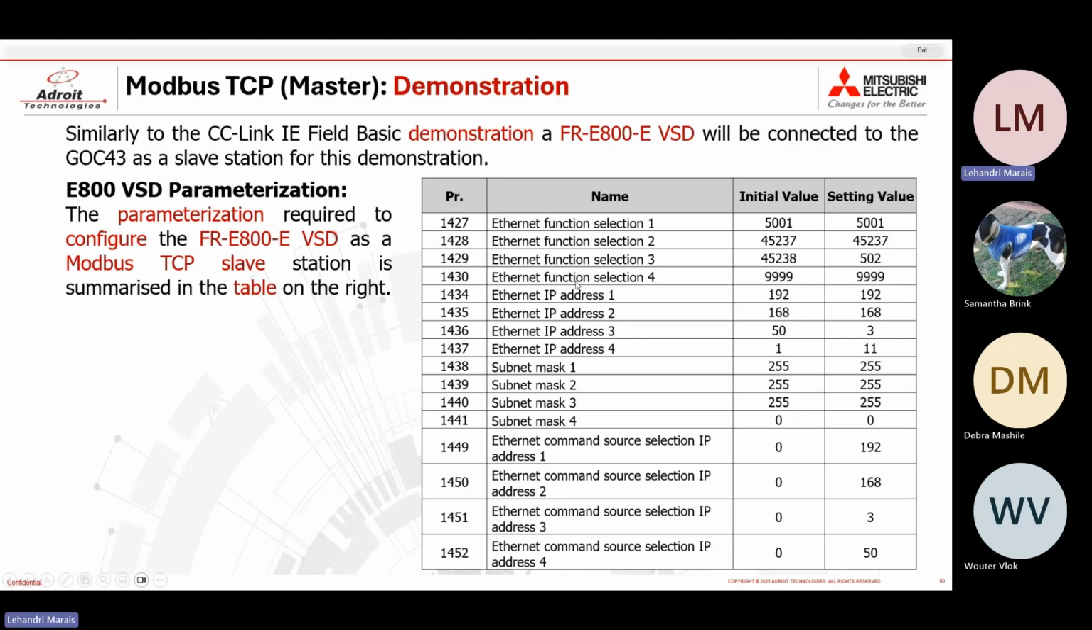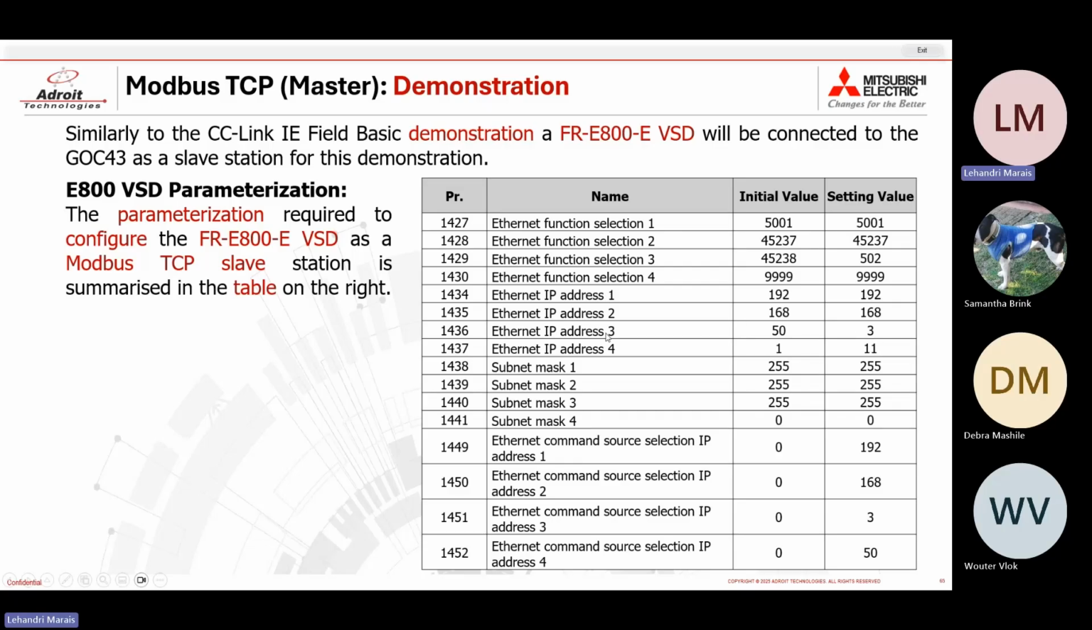Similar to the CC-Link IE Field Basic VSD, you also need to set up or parameterize your VSD to communicate via Modbus TCP. The main difference between this and the CC-Link one is that your Ethernet function selection for Modbus is 502, and you do not set the CC-Link selection as 18, you just leave it as default 0.